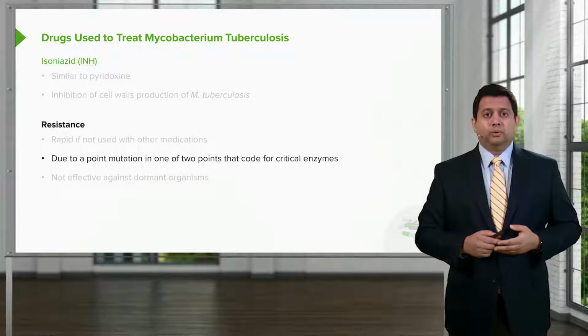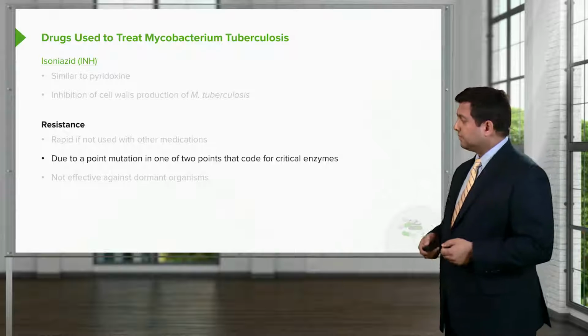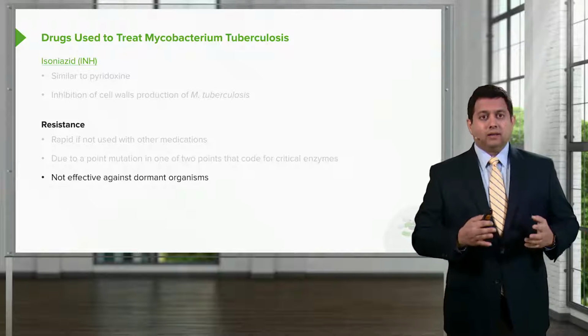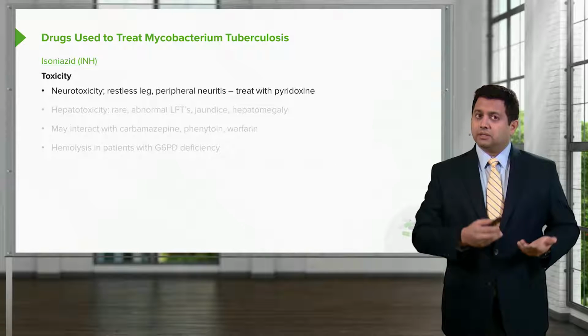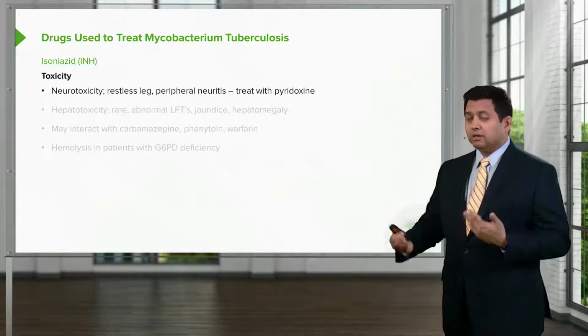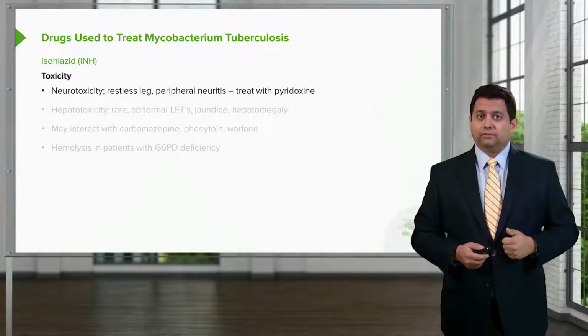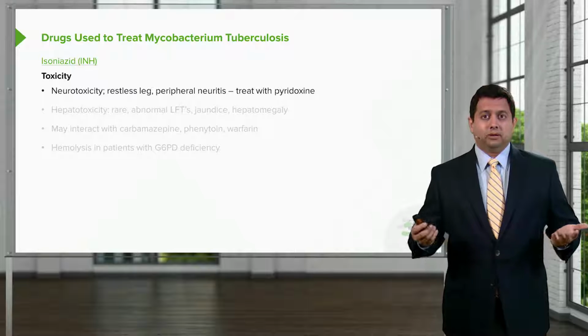It's often due to a point mutation in one of 2 points that code for the critical enzymes responsible for making the cell wall. It is not effective against a lot of dominant organisms, however. In terms of the toxicity, the biggest thing that we are concerned about is neurotoxicity, which includes restless leg, peripheral neuritis, and those things we treat with vitamin B or pyridoxine.